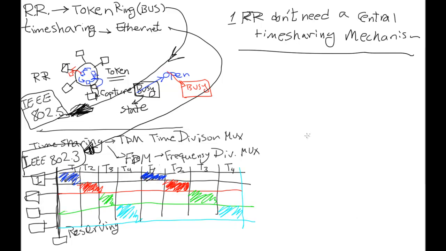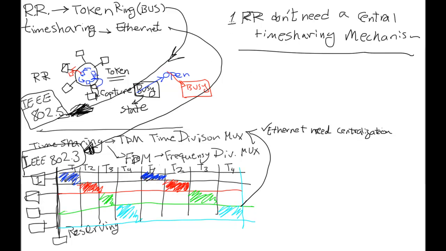Whereas in your Ethernet or time sharing mechanisms, you do need, so Ethernet needs centralization, basically to control the network access.